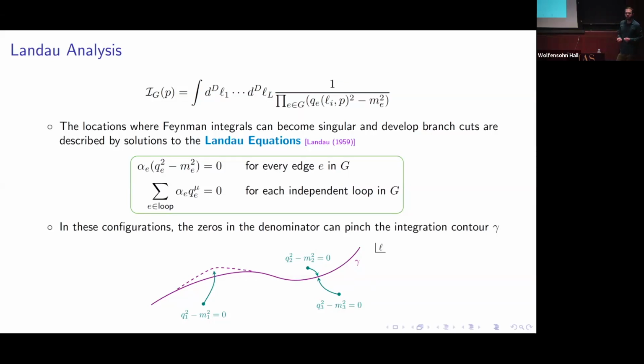And as we vary the external kinematic variables in our process, what's going to happen is these singular on-shell surfaces are going to start moving around in this space of loop momenta. And one thing that can happen is surfaces can pass through the original contour. This is fine though, because we can analytically continue our integration contour out of the way. Another thing that can happen though, which is described by the solutions to the Landau equations, is configurations in which multiple of these singular surfaces can approach this contour from multiple directions in such a way that the contour gets pinched and we can't deform our contour out of the way. And in this way, the integral itself inherits the singularity of the integrand.